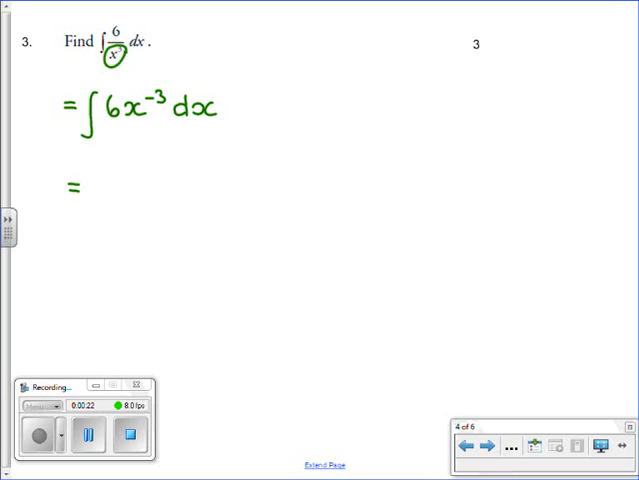We're just going to use the basic rule of integration. We increase the power by 1 and we divide by that new power. It's an indefinite integral, so we must remember a constant of integration.